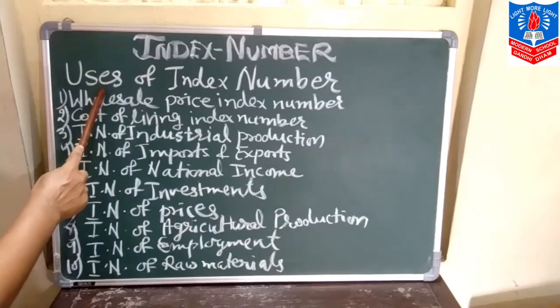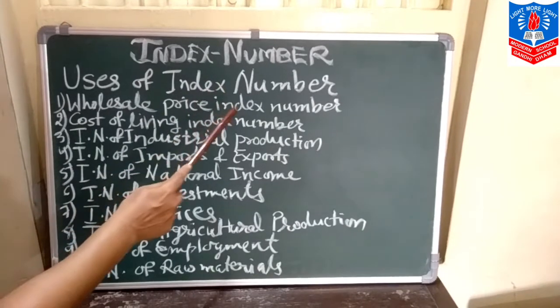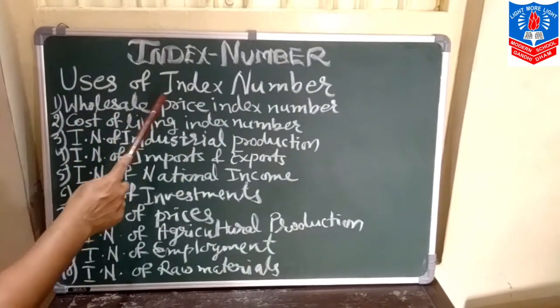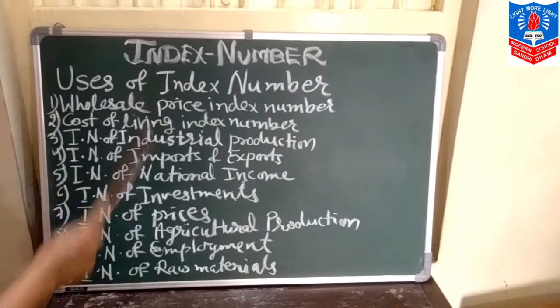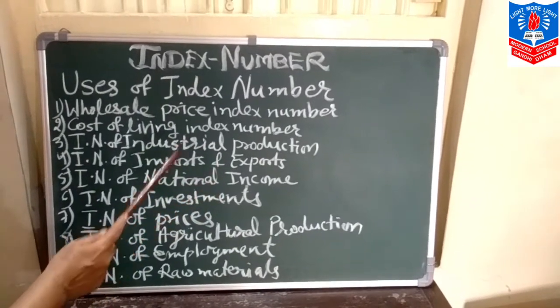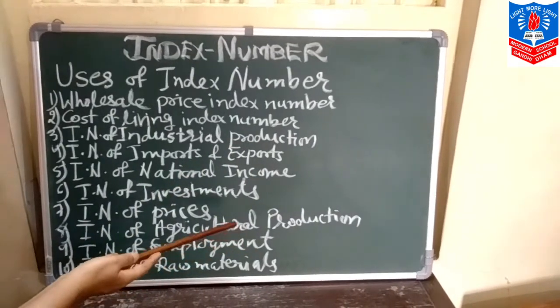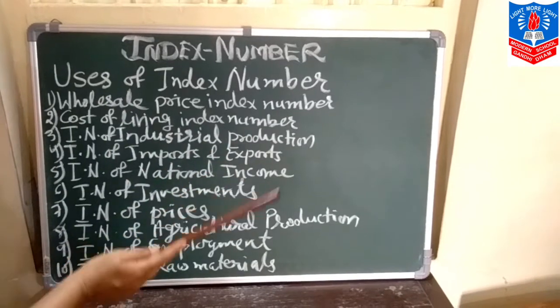Now let us start with the first use, that is wholesale price index number. This index number indicates the changes in wholesale prices of commodities. Industrialists, businessmen, investors, etc., use these index numbers in framing their economic policies. These index numbers give a real picture of the market.